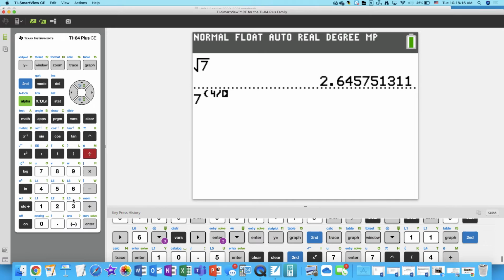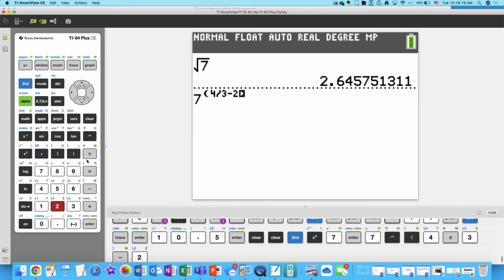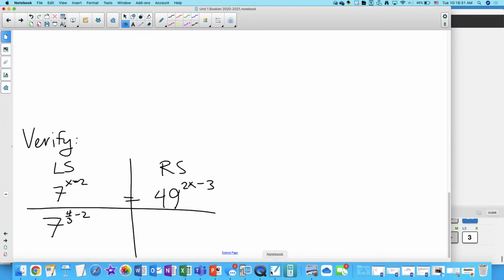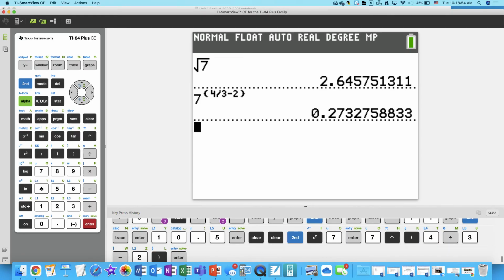Okay, on the right side, we're going to go 49 to the power 2 times 4 over 3 minus 3. And on your calculator, you're going to go 49 to the power. One thing that's sort of important is that you do put whatever numbers go in there in brackets. So it was 2 times 4 divided by 3 minus 3, equals. Same thing. Okay, that's good. That's all we need.